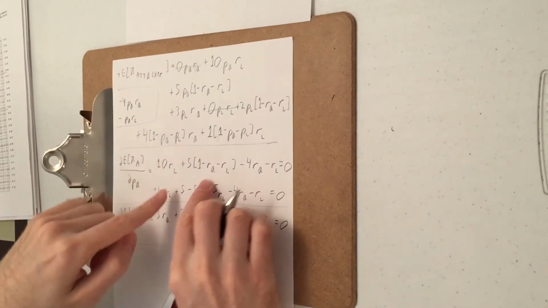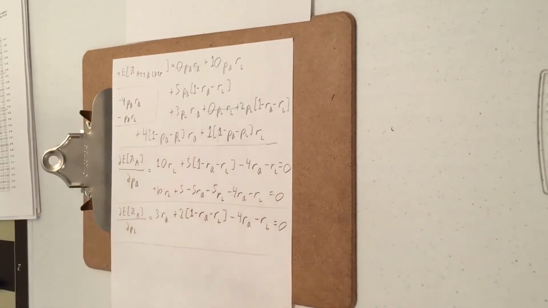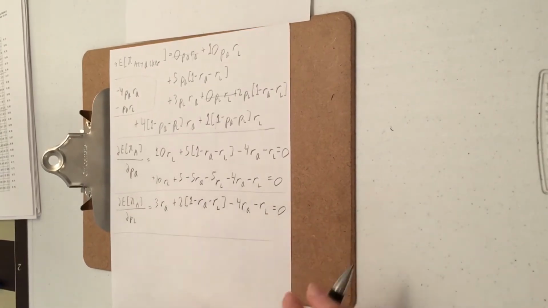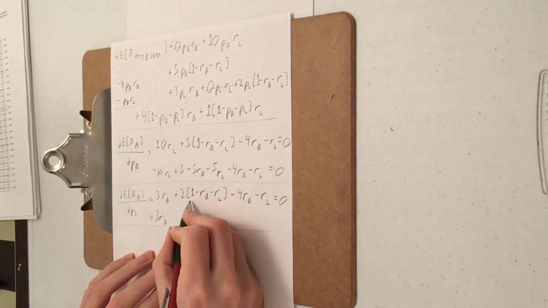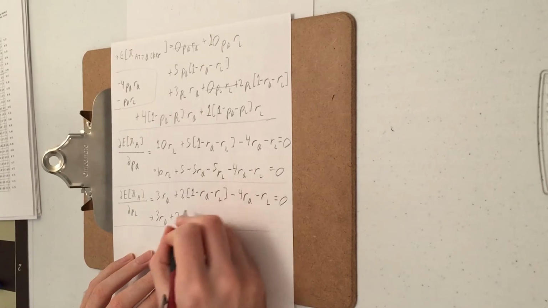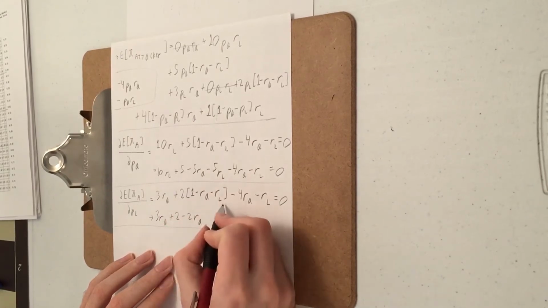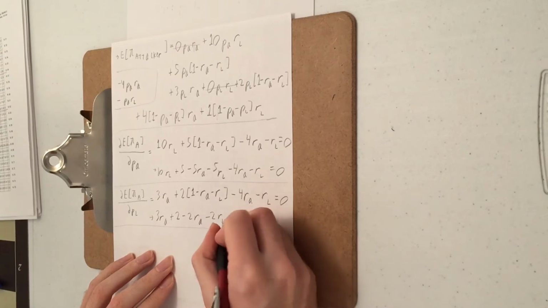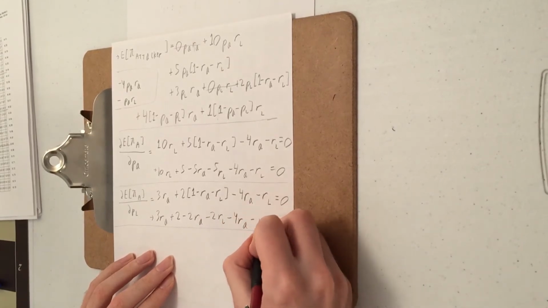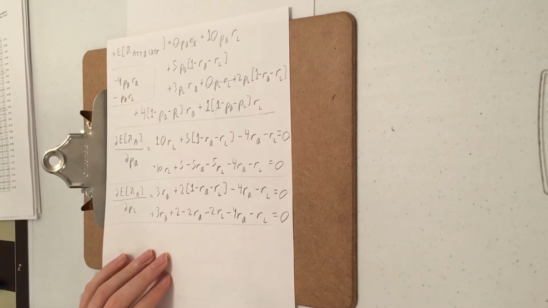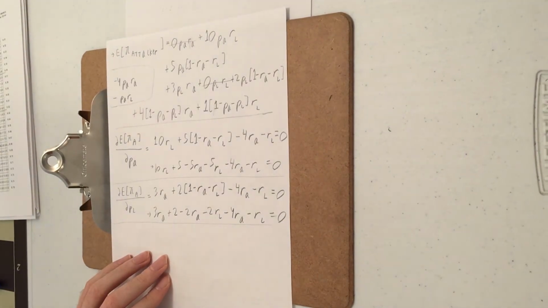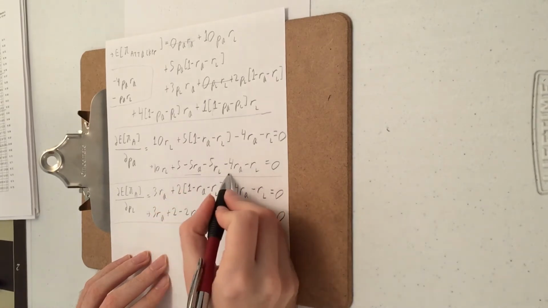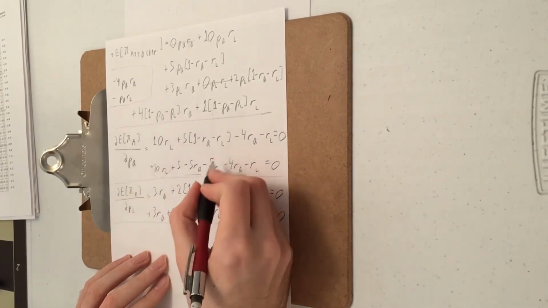So the 5 minus 5 RA and minus 5 RL. We get that. I'll do the same thing down here. I have 3 RA, and this will be plus 2 minus 2 RA minus 2 RL minus 4 RA minus RL equals 0. Let's start combining like terms. I have some RAs over here, and I have some RLs.